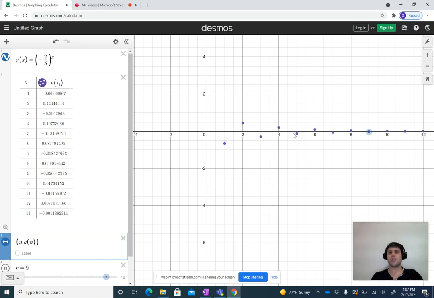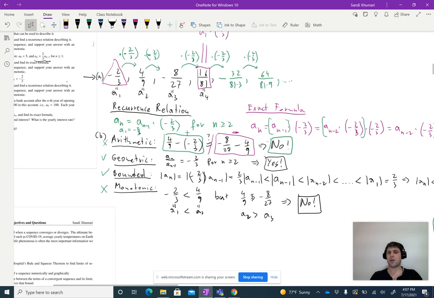And we can see that the sequence here is oscillating and tending towards 0. Is it bounded? Yes. Is it monotonic? No, because it bounces up and down. But we need to argue that somehow mathematically.